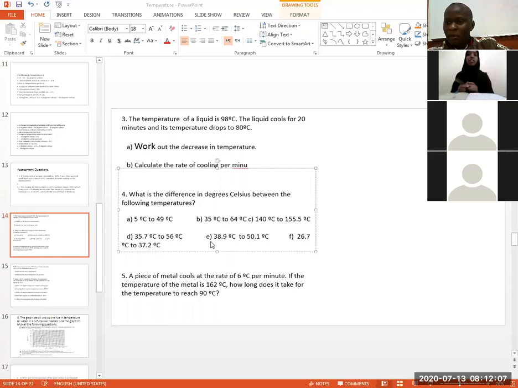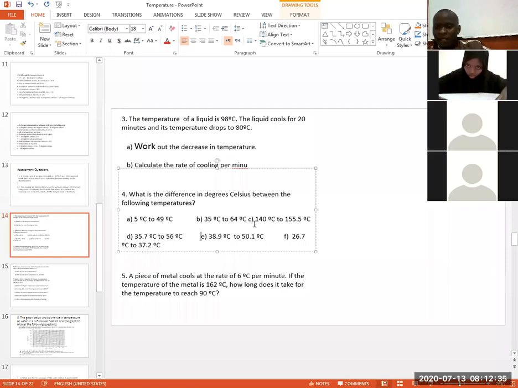Now we move to question number 4E. 4E, that is 38.9 degrees to 50.1 degrees. Work out.